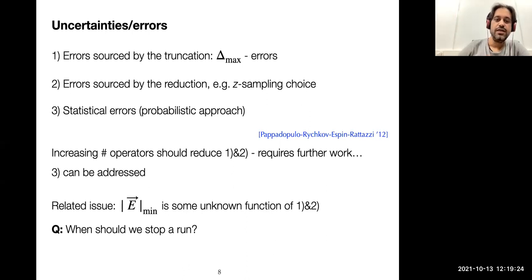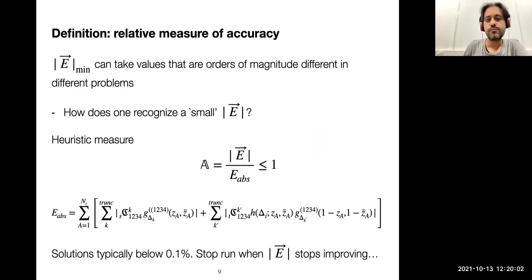the code starts running, and in principle, it will converge to an answer in infinite time. So obviously, I don't have infinite time to wait. So at some point, I have to stop it. And it would be nice to know if I am close to the expected value, the expected minimum value. So if I know that I'm close to the expected minimum value, I can just stop it. However, this minimum value is some unknown functional, if you want, of the truncation and the reduction that you're doing, or the specifics of the correlation function. So in general, you don't know where you should stop. So that's a practical question. When should I stop the run?